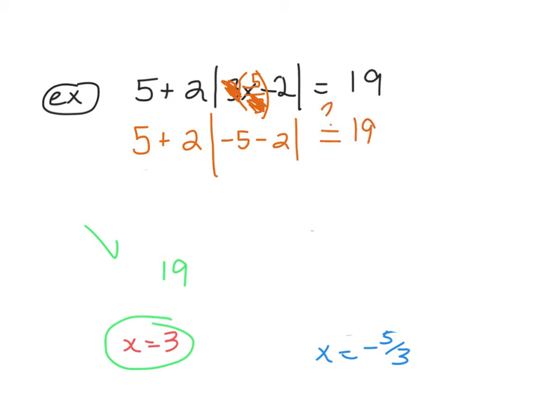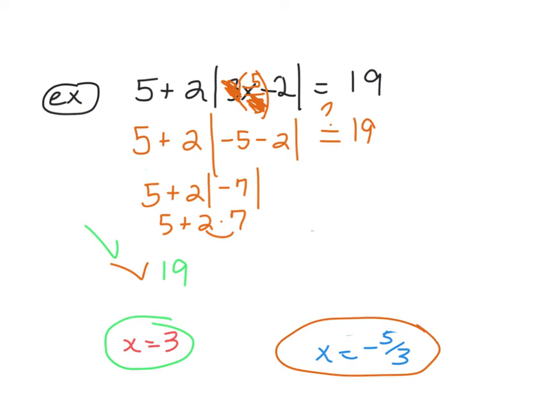Let's follow through here. That's 5 plus 2 times the absolute value of negative 5 minus 2, which is negative 7. Well, that's 5 plus 2 times the absolute value of negative 7, which is 7. 2 times 7 is 14, plus that 5 gives me that 19. So there are my two correct solutions. So isolate, set up your two cases, solve, and check.